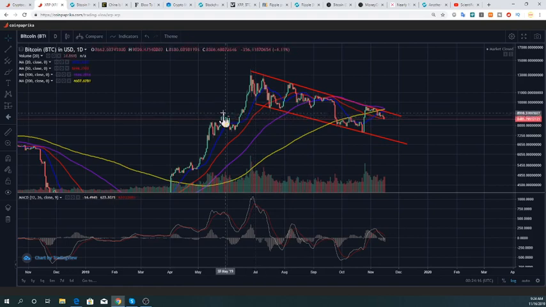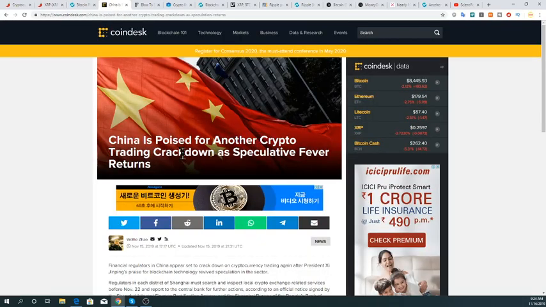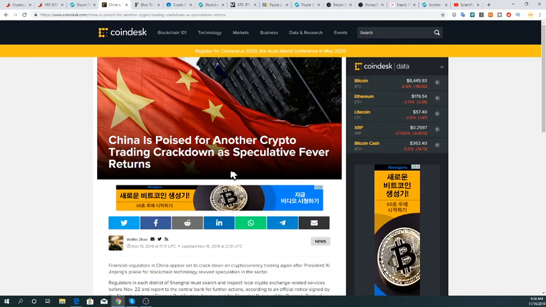Yes, we understand that this area is support right now, which was acting as resistance previously. But the times have changed. Okay, now China is poised for another crypto trading crackdown as speculative fever returns.